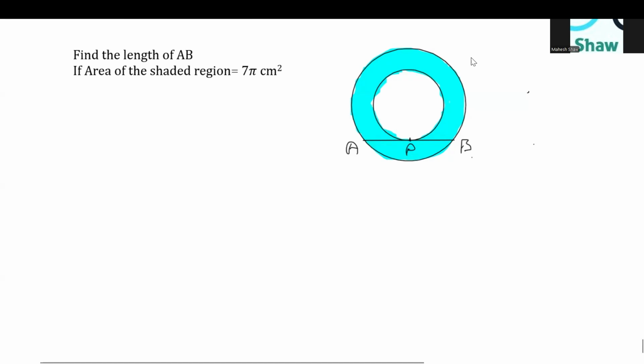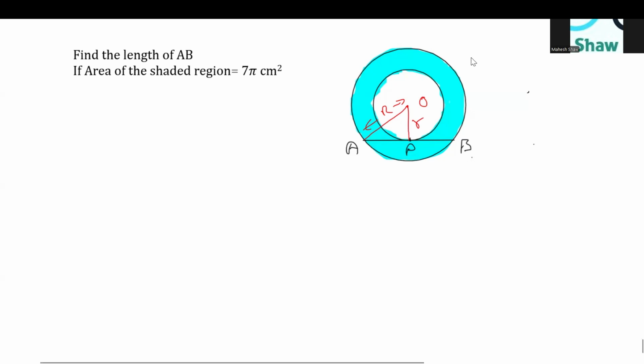Now, in this question, we have to find the length of AB. Well, this is the length of AB. And we are given the area of the shaded region. The shaded region is this, and its area is given as 7 pi square. So I'll first mark the center as O and join it with A to get the outer radius. Let's say I take this as capital R. And similarly, you join with P to get the inner radius. I took it as small r over here.